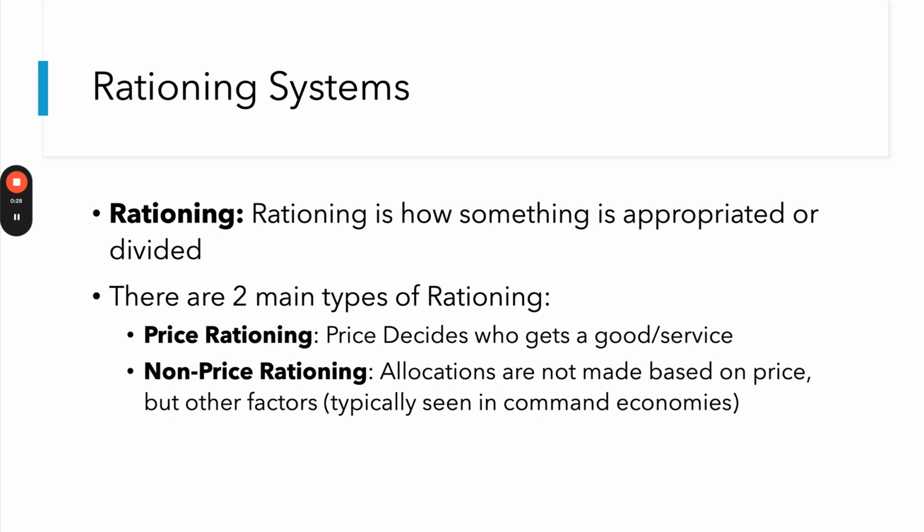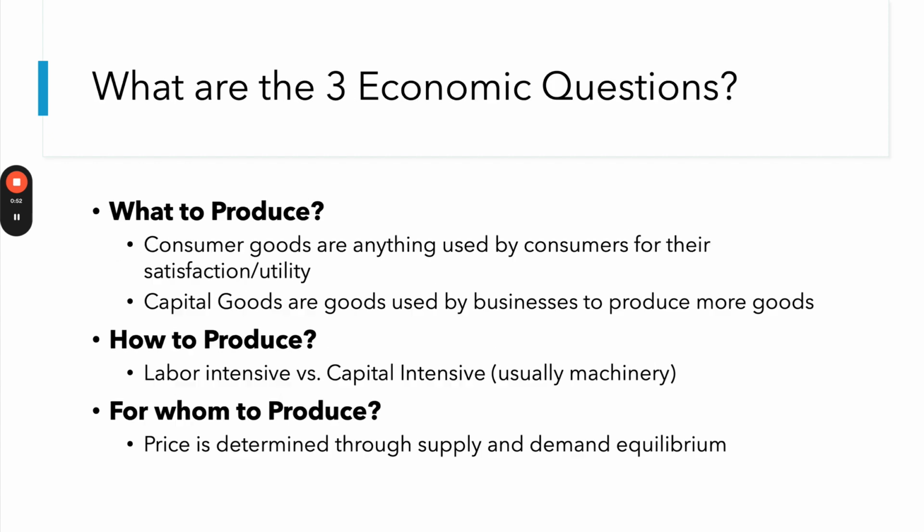Rationing is how something is appropriated or divided. And there's two main types of rationing. Price rationing, where price decides who gets a good or service, and non-price rationing, allocations that are not made based on price but other factors. This is typically seen in command economies where a government or an authoritative figure decides allocations based on factors which are not related to price.